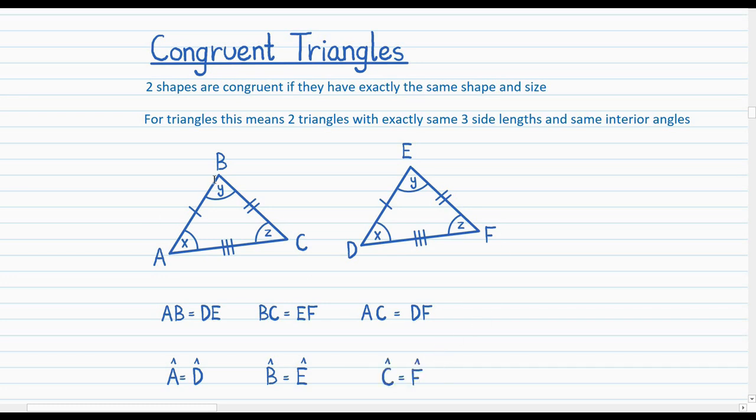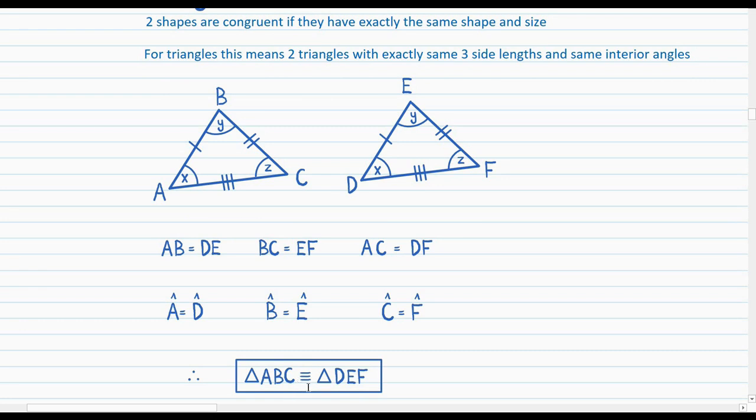And since all three sides have the same lengths and all three angles are the same, we can say that the two triangles, meaning triangle ABC and triangle DEF, are congruent. And this is the sign that's used for congruency, which is pretty easy to remember because essentially two congruent triangles are exactly the same. So you can think of them as being equal to each other. So the sign for congruency is just an equal sign, but with three lines instead.